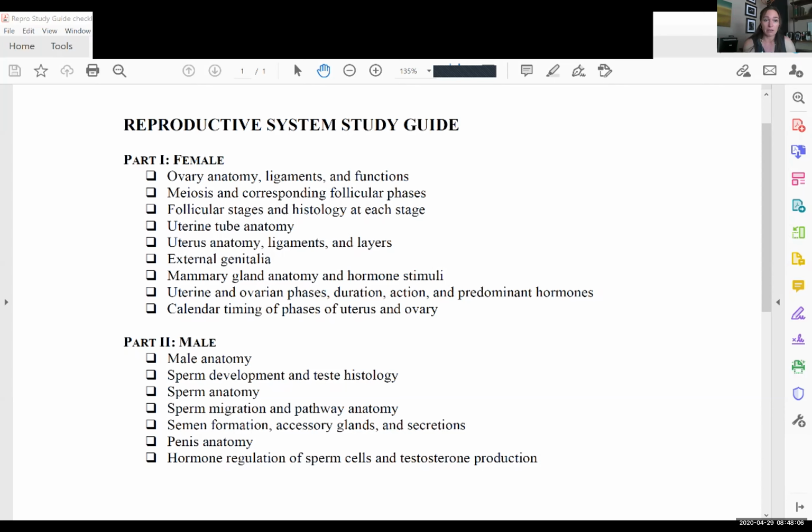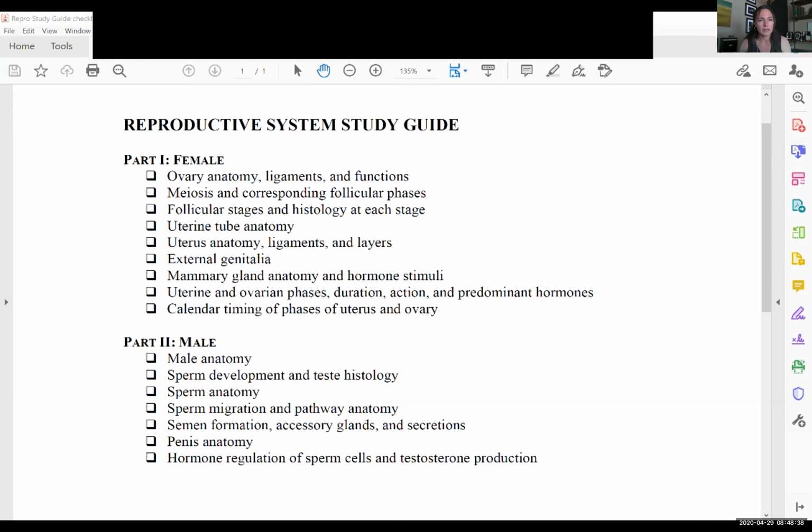So off to the female anatomy. Again, you want to put these things in question form. There's ovary anatomy, the ligaments, functions. As far as you should know, the ovary sits out on its own. It's tethered to the uterus by the ovarian ligament. So it's kind of like hovering out there.